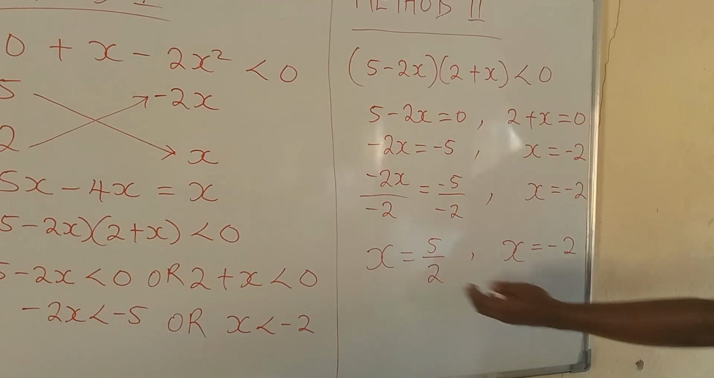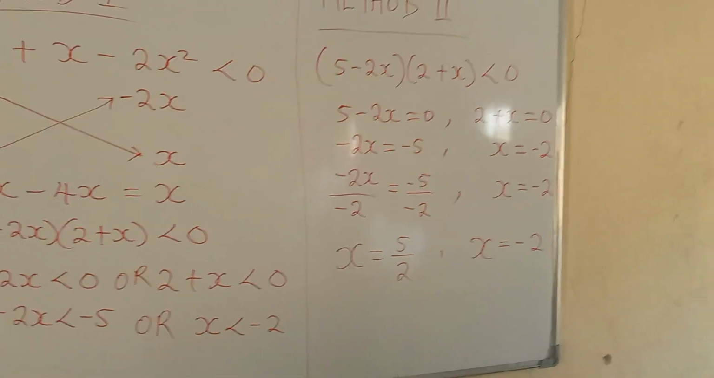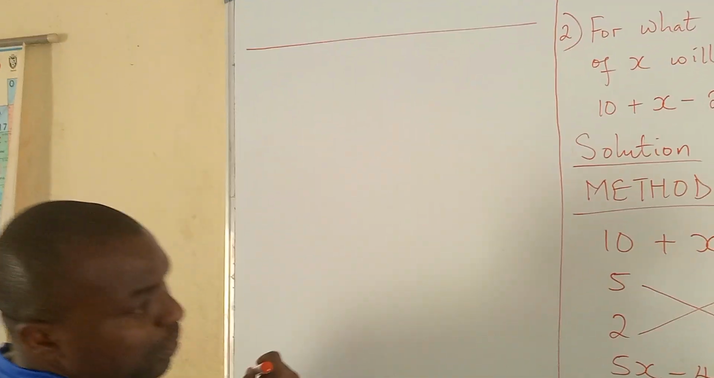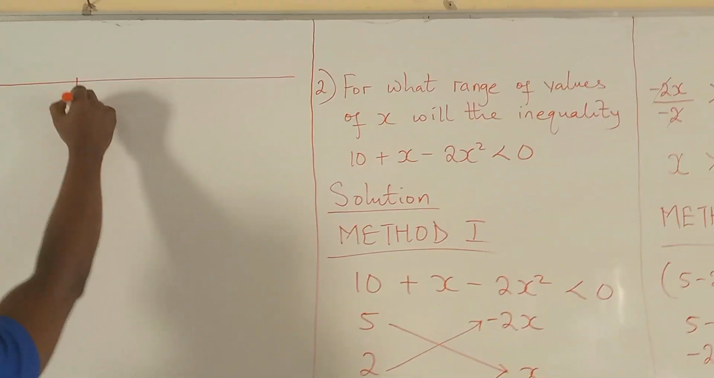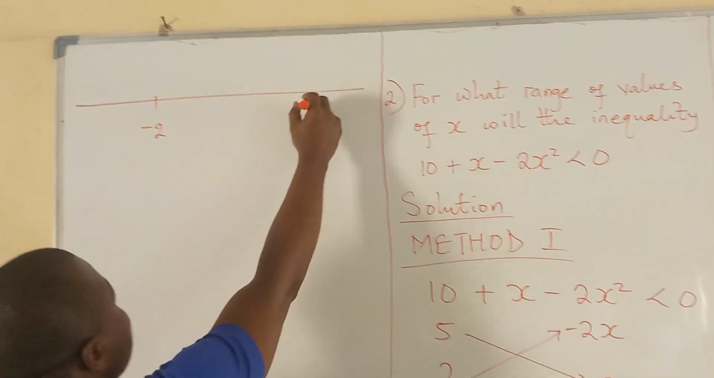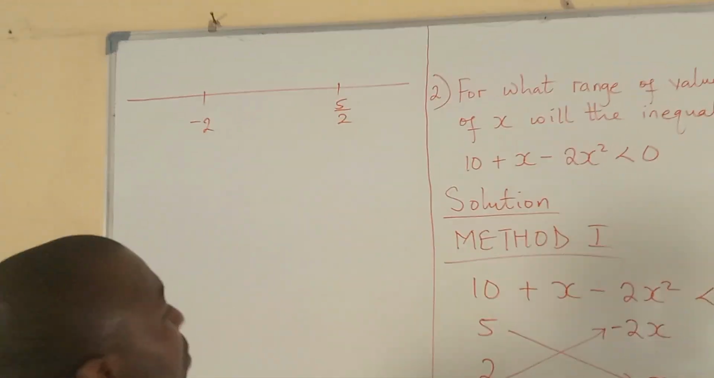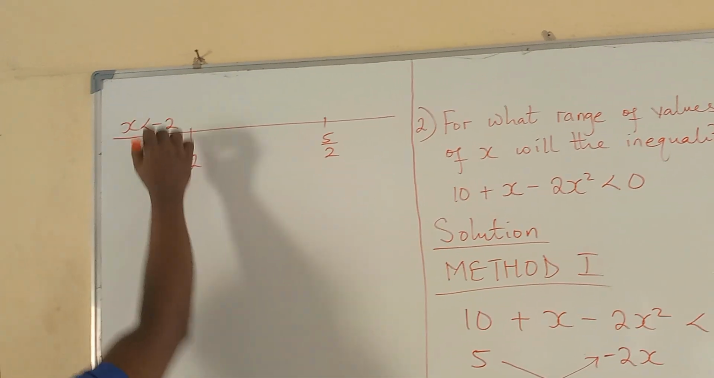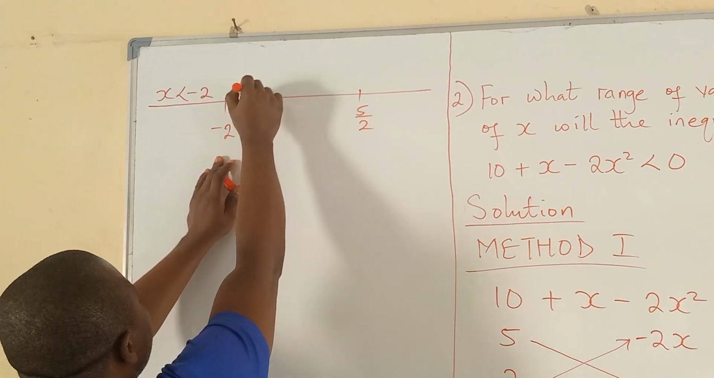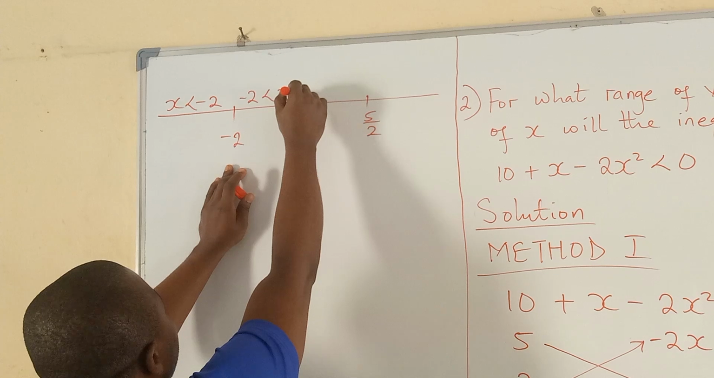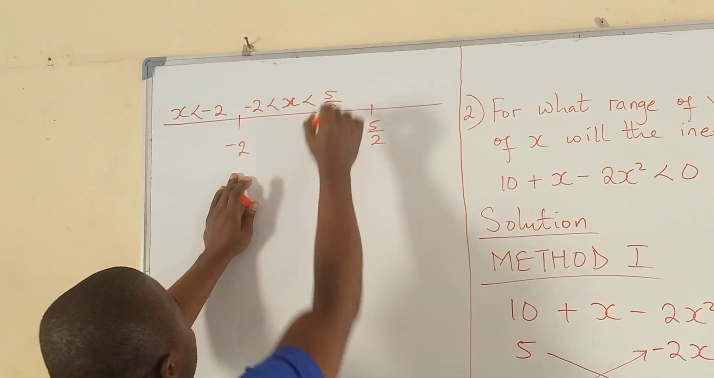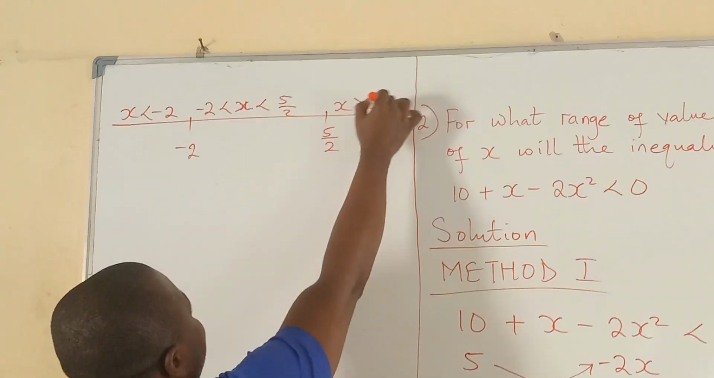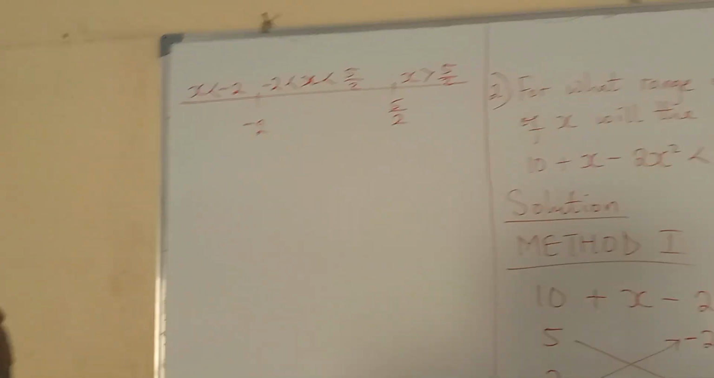So these 2 points are what we call the critical points or the points of interest, which means that on our number line, we need the point minus 2. We also need the point 5 over 2. So all the numbers this way are less than minus 2. So we have x is less than minus 2. While in between is from minus 2 less than x less than 5 over 2. Then this other way, all the numbers this way are greater than 5 over 2.